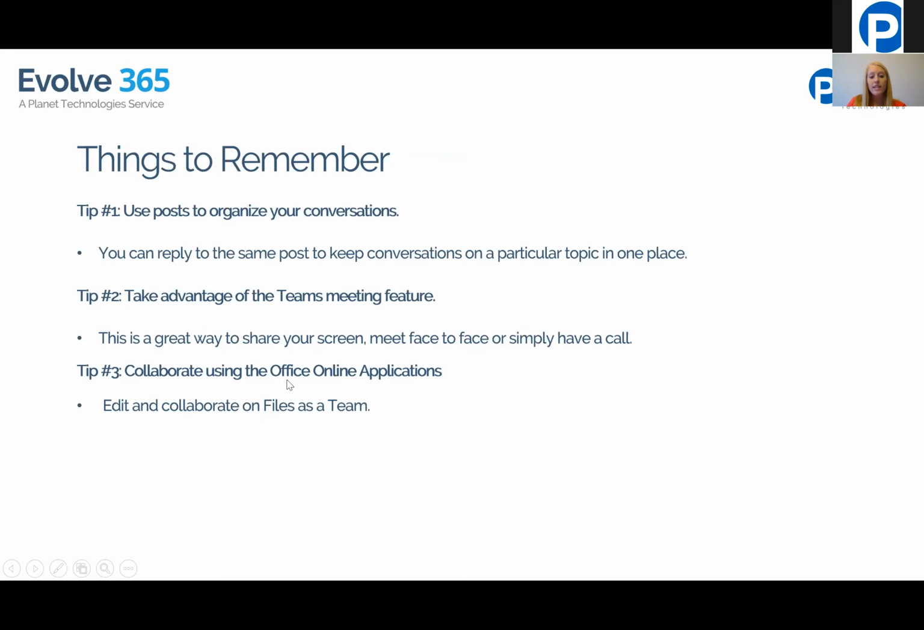You can collaborate using the Office Online applications. So you can edit and collaborate on files as a team together. The great thing about that is everyone's always going to be using the most up-to-date version of whatever file that is. As in, if you're sending it back and forth in Outlook, sometimes it can get lost and you might be opening an old document as opposed to the latest document. So Teams is a great way to just keep everything up to date, have everybody included, and everyone just know what's going on. So that's another really, really good feature.